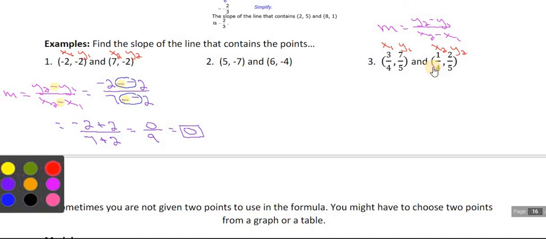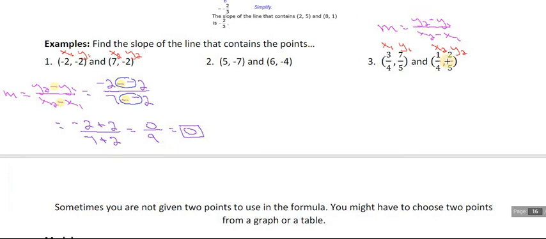So now I'm going to plug into the formula. So the formula says y2 is first, so I need 2/5. Then I need to subtract, put my minus sign. y1 is 7/5. Over x2 is 1/4. Minus, from our formula, x1 is 3/4.